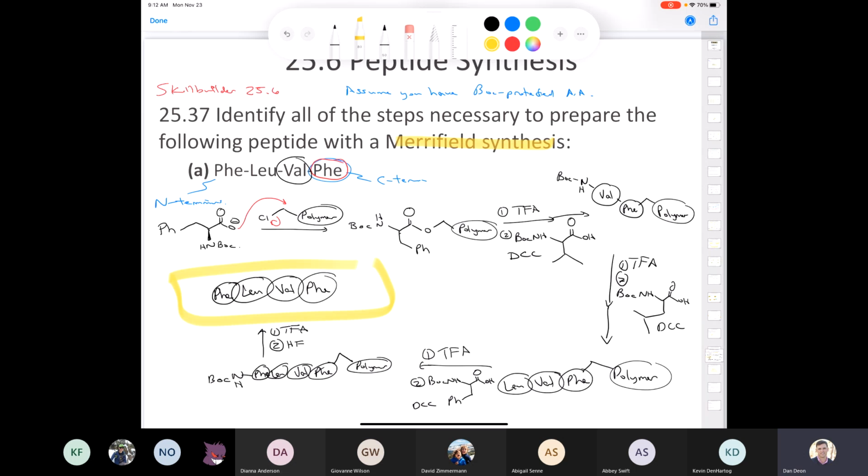Merrifield synthesis. Beautiful stuff. We're going to skip sections 25.7 and 25.8. Again, if you're taking biochemistry in January or any other semester, I recommend reading through section 25.7, which deals with protein structure, and then section 25.8, which deals with protein function.